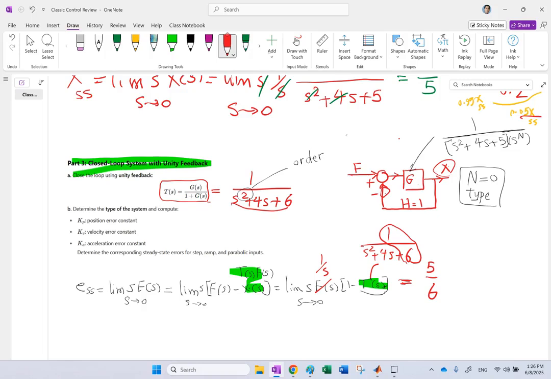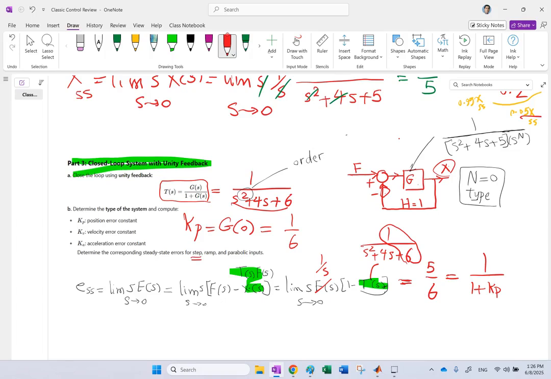Okay, and then what is Kp? Well, Kp, if you remember, is G at 0, and this steady state error is equal to 1 over 1 plus Kp. So clearly Kp in this system is 1 over 6. And your steady state error, as I said, is 5 over 6 in response to the step input.